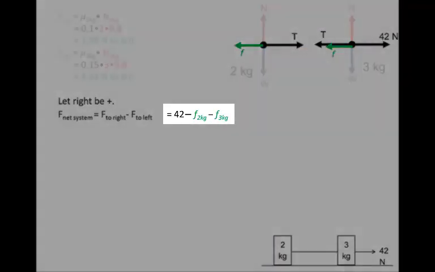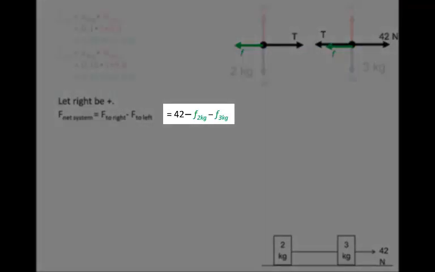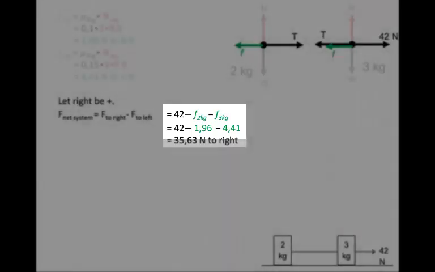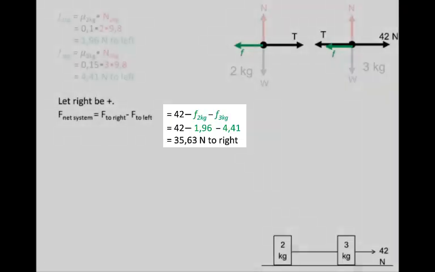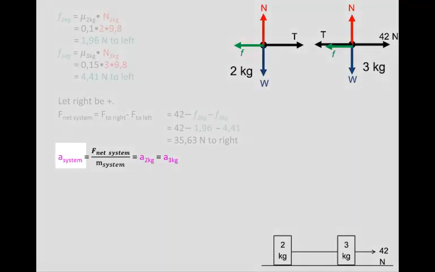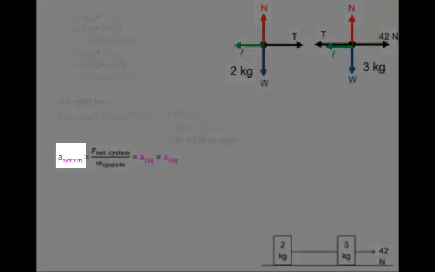So the net force acting on the system is equal to 42 newtons, which acts to the right, minus the 2 friction forces, which act to the left. So we just simply substitute those values for friction that we just calculated into this equation, and we find the net force acting on the system, and it is to the right. Now we need to find the acceleration of the system, which is equal to the net force acting on the system divided by the mass of the system.